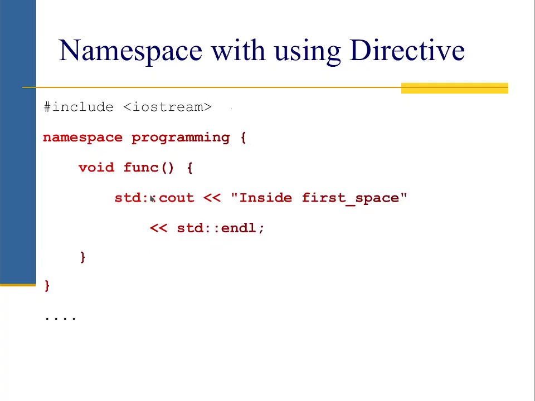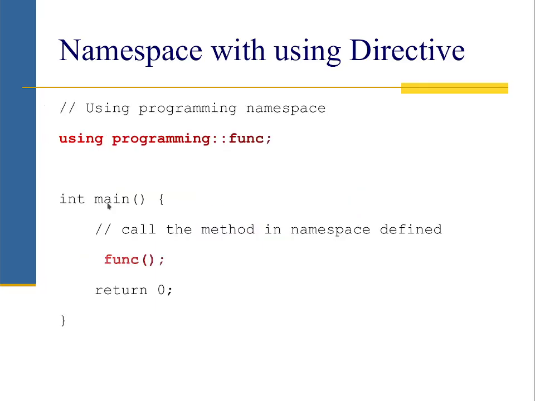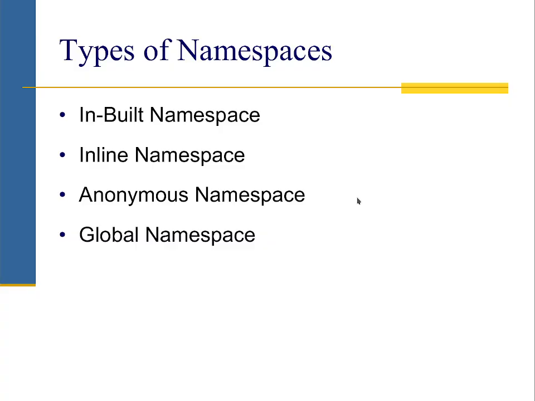For instance, std is also a namespace, so usually we indicate it so that we don't have to write it each time. But in case we don't declare std, this is how we do it. So here you can use it like this also, and call everything at the beginning using programming and the function. So we specifically want to use this in our programming. And these are the types of namespace: the inbuilt namespace, the inline namespace, the anonymous namespace, and the global namespace.